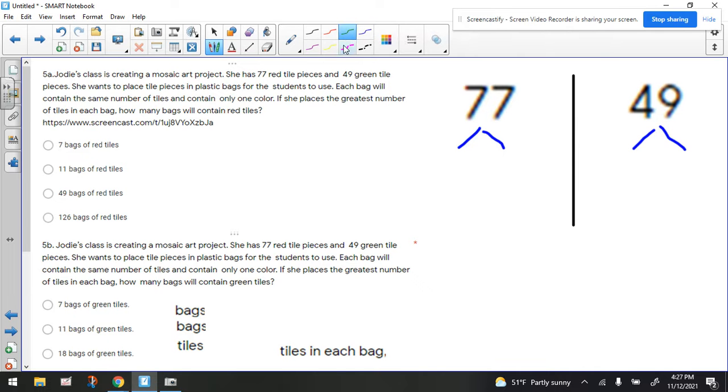We're looking at questions 5A and 5B. Jody's class is creating a mosaic art project. She has 77 red tile pieces and 49 green tile pieces. She wants to place tile pieces in plastic bags for the students to use. Each bag will contain the same number of tiles and contain only one color. If she places the greatest number of tiles in each bag, how many bags will contain red tiles? And this one is saying the same thing, but how many bags will contain green tiles?